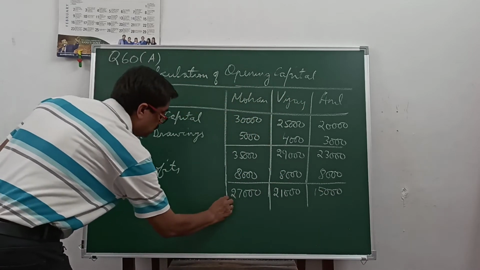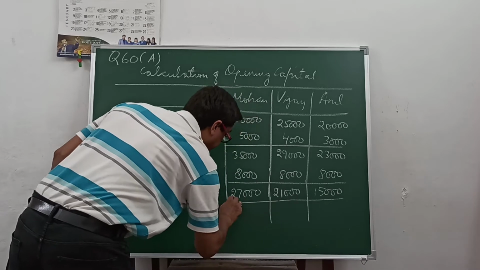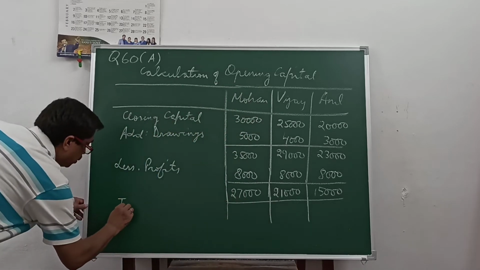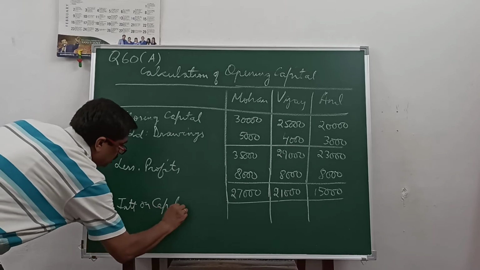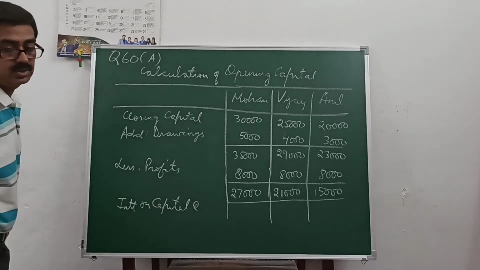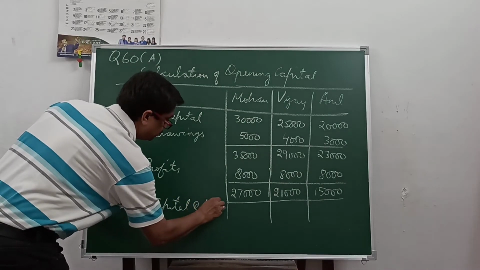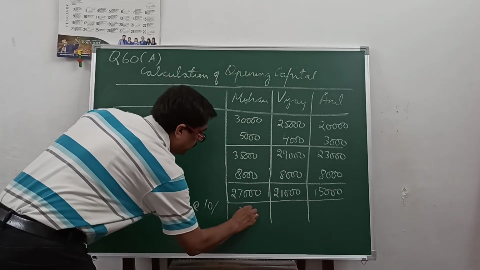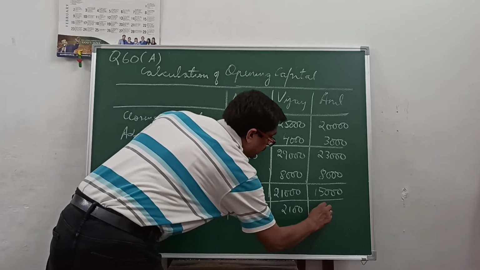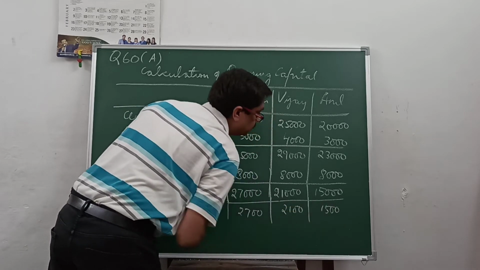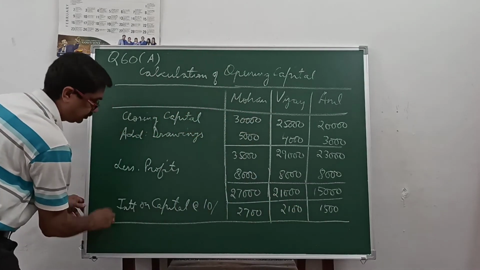Close this opening capital and you can find the interest on capital here only, at the rate given in the question as 10%. 2,700, 2,100 and 1,500 respectively. Close the table completely.